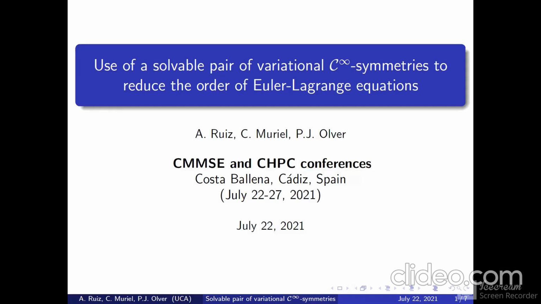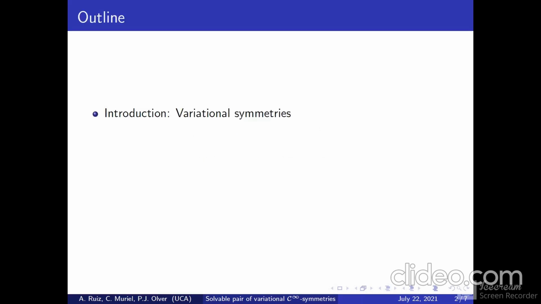Good afternoon, my name is Adrián Ruiz and the title of my presentation is Use of a solvable pair of variational C-infinity symmetries to reduce the order of Euler-Lagrange equations. This is a joint work with Concepción Muriel from the University of Cádiz and with Professor Peter Olver from the University of Minnesota. So the outline of the presentation is going to be as follows.